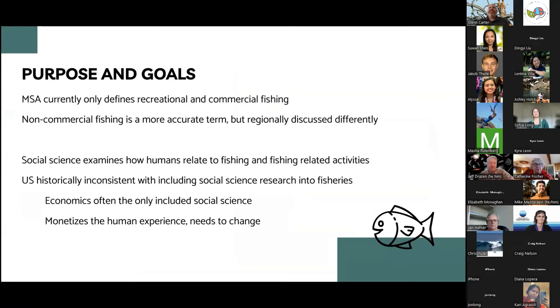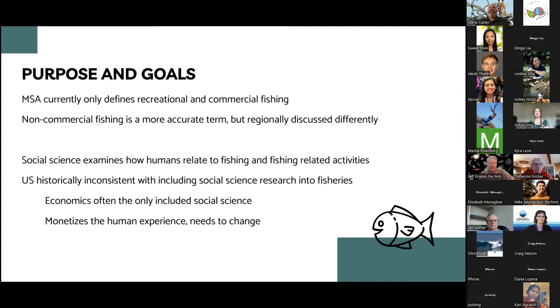Non-commercial fishing is now considered a more accurate term, but there's still no concrete understanding of what exactly is involved in non-commercial fishing. So the hope with this project is to highlight some of those differences and see where policy can be updated to be more inclusive of these social science perspectives and social elements that come with fishing.